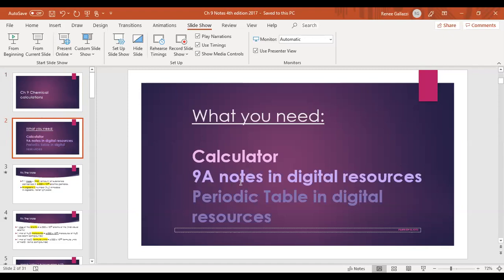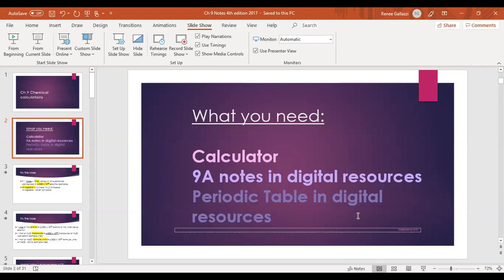Chapter 9A, notes in digital resources. There's going to be a couple parts to the notes this chapter. 9A is the beginning, and so I have the first download for 9A notes. And then once we finish 9A, I'll do another download for you of 9B. And depending on all the notes that I'm having to write with this new edition of the textbook, we may have a 9C, I'm not sure. Or it might just end with 9B.